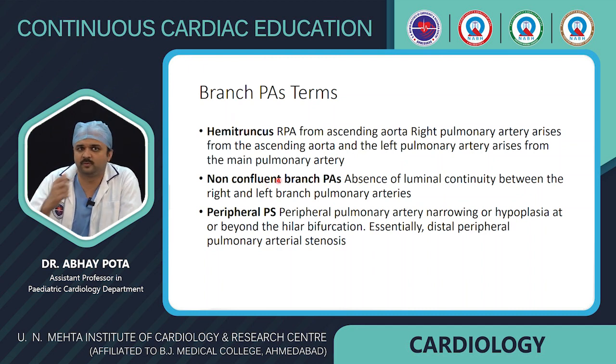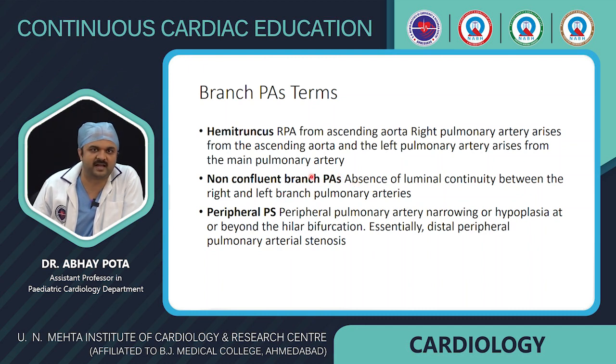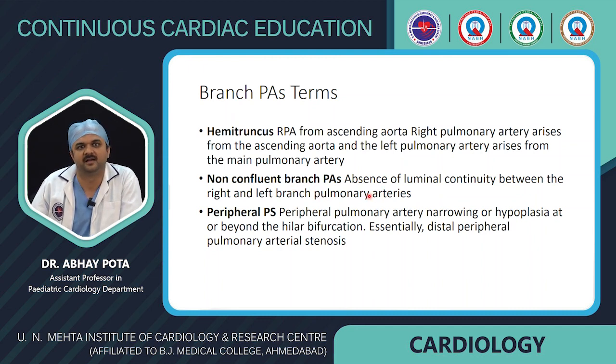What is non-confluent branch PS? It is absence of luminal continuity between the right and left pulmonary arteries. That is called non-confluent branch PS. Normally MPA continues as RPA and LPA. If RPA and LPA are not confluent, they are not connected basically. For example, RPA is originating from right-sided PDA and LPA is originating from left-sided PDA. Then they are non-confluent. RPA and LPA are present, but they are not connected.